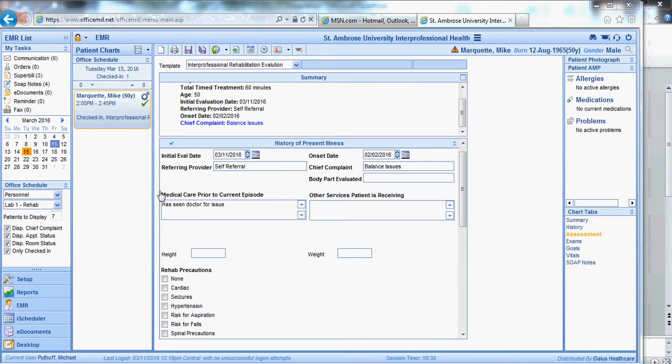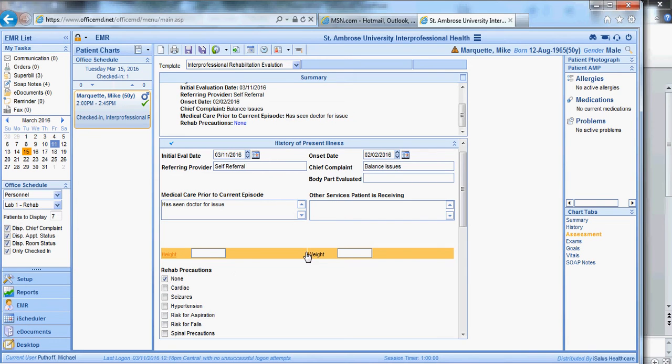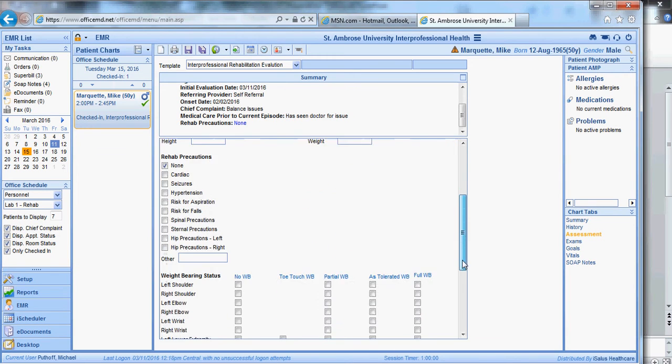And the key thing is that you're seeing that as I type, things pop up there, and rehab precautions, no rehab precautions. I can do the person's height and weight here, but I want to encourage you not to document it here, and I'll show you why in a little bit. So we can work our way down.